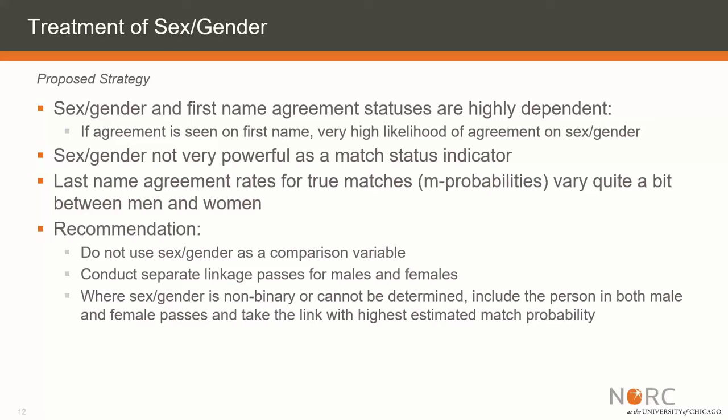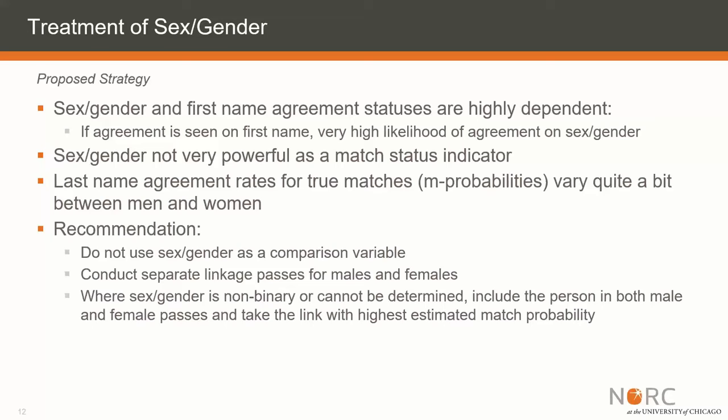The other thing is, it's not really that useful, sex or gender, for determining whether two pairs of records are a match, because obviously there's generally close to a 50% chance that you're going to be right just by spurious agreements. And the other thing to think about is last name agreement rates for true matches, so I have two records for the same person. Well, for men, generally the probability of agreeing on last name is much higher than for women, because women often change their names when they get married. So that means that, well, I'm going to get to the recommendations.